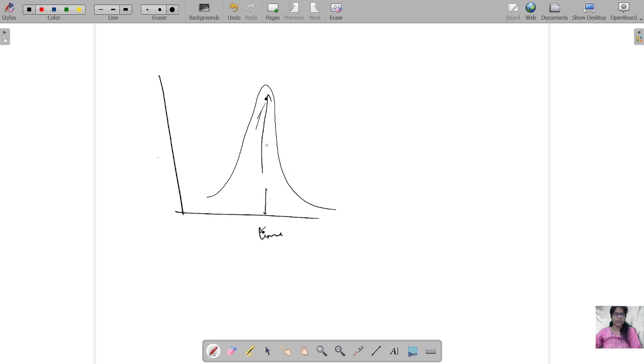So this is what you call the concentration. At 5 minutes you got a 20 millimolar concentration of glucose. This is a standard.